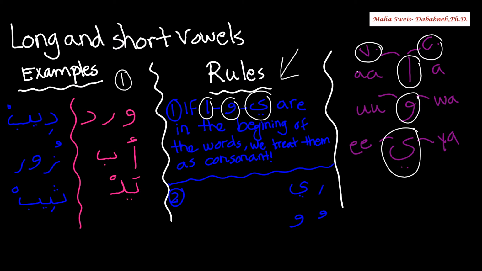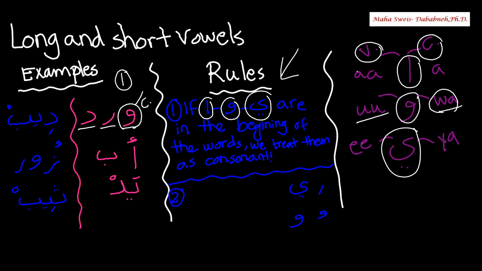You have waw, ra, dal. Before you start reading, we have a long vowel here. Anytime you have a long vowel, you have to stop and think, how will I read waw here? Do I read waw as wa or do I read it as oo? So you have to distinguish if it's a vowel or a consonant. According to rule number 1, if alif or waw or ya is in the beginning of the word, then waw is a consonant. In this case, you read waw as wa. So you read this word as ward.